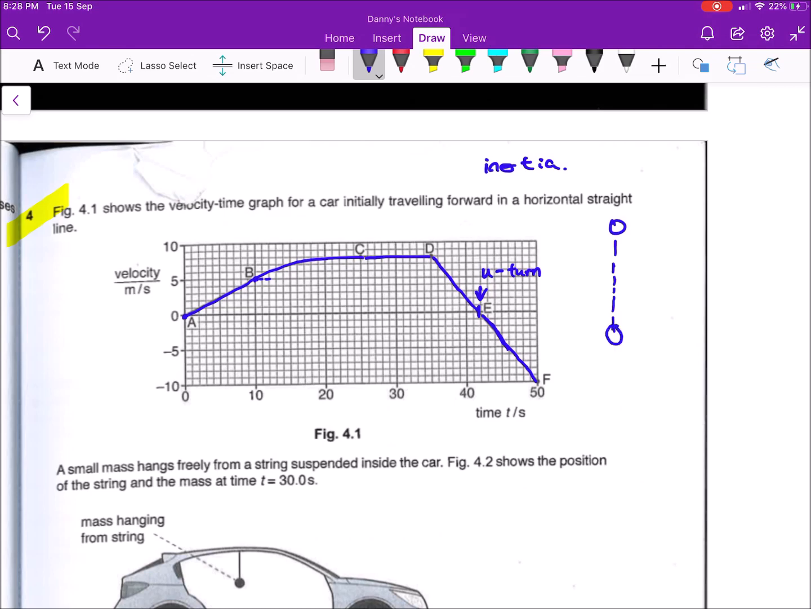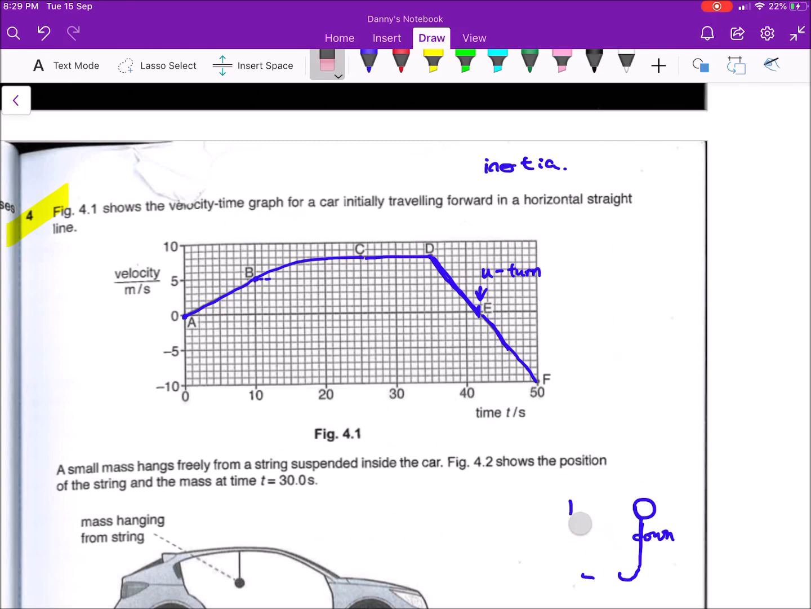So basically what happened is that the car will speed up to B. Then it will still speed up until it is C, but the speeding up becomes slower and slower. Constant speed at D. At this time, it will then reach E. This part, D to E, it is slowing down. This is D, right? So D to E is slowing down. And then at E, it will U-turn. And then after that, it will come to F. Like that. Okay?